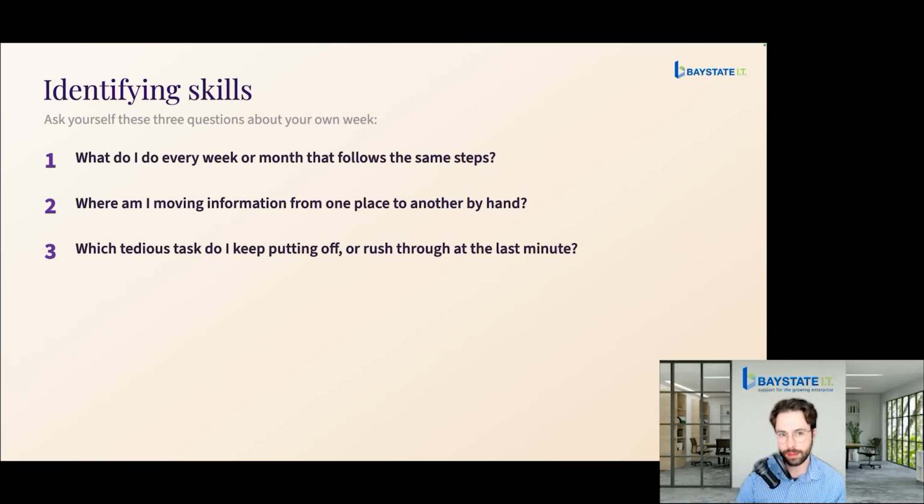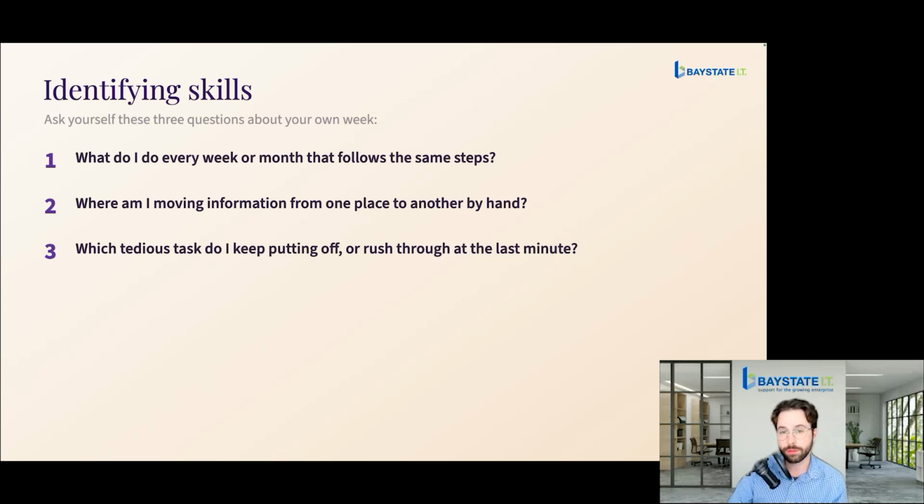Here are some easy ways that you can think of things that you can build a skill off of. What do you do consistently or on a recurring basis that follows similar steps? Easy. That's a good one. So you can just ask yourselves these questions as you're going around your day, and maybe they will help you think of some things that would be good skills.